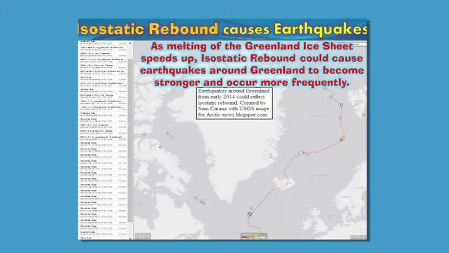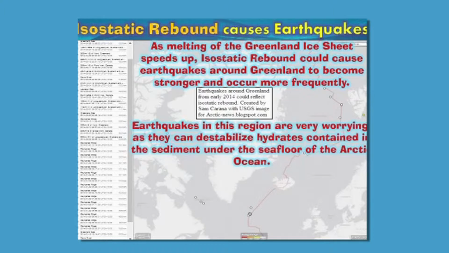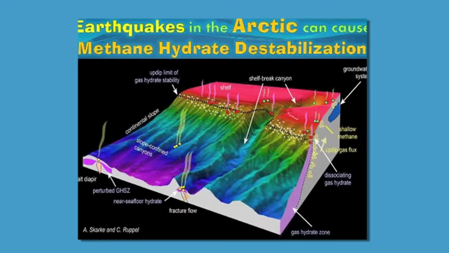As melting of the Greenland ice sheet speeds up, isostatic rebound could cause earthquakes around Greenland to become stronger and occur more frequently. Earthquakes in this region are very worrying as they can destabilize hydrates contained in the sediment under the seafloor of the Arctic Ocean. As well, one earthquake can trigger further earthquakes, especially at locations close by on the same fault line. So earthquakes in Greenland are very, very worrying, and I will tell you why.